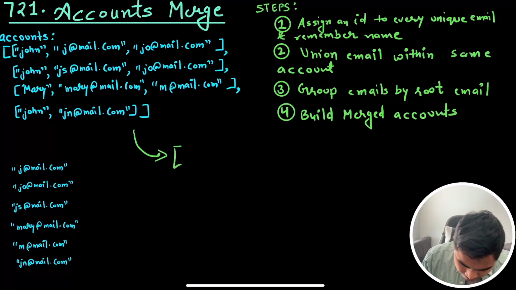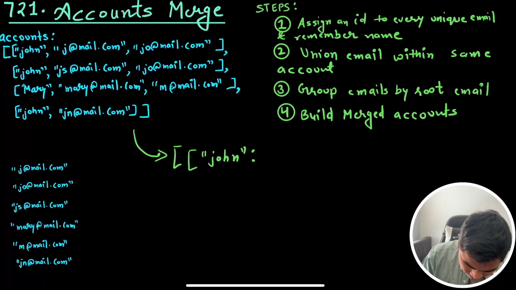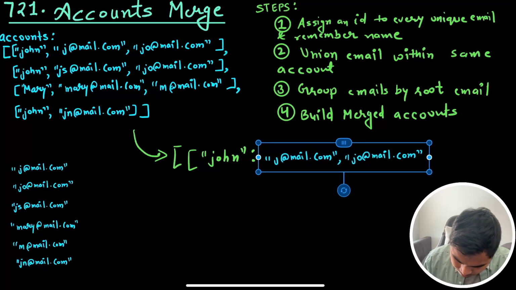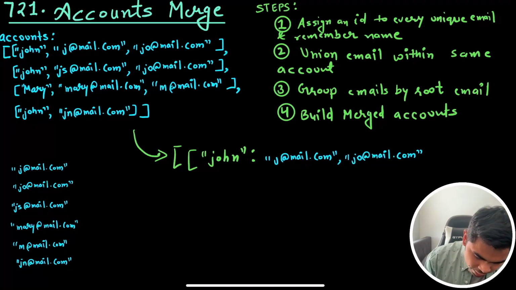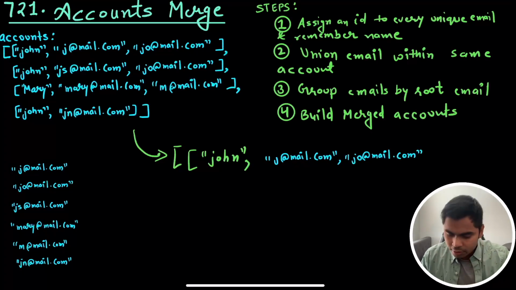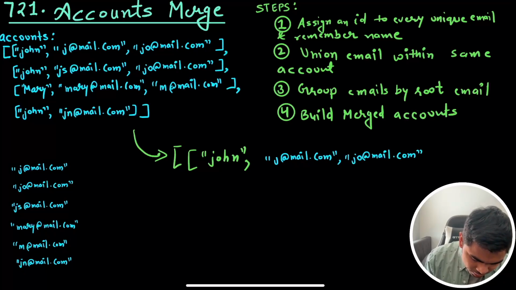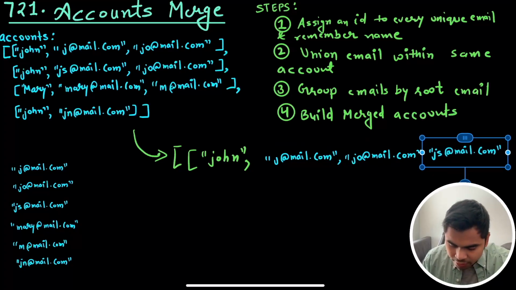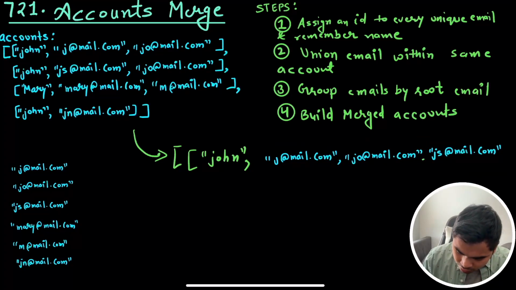So the merged account will be a list, and first would be the name of the person, John, and then these are going to be all the emails. So I'll just cut these from here. So maybe both of these. So these will be right here next to John, and I shouldn't have it as a column, but I hope you can see it. Yes. And then you see, because we are merging these, this particular email will also be moved to here. So this is the answer we are constructing.